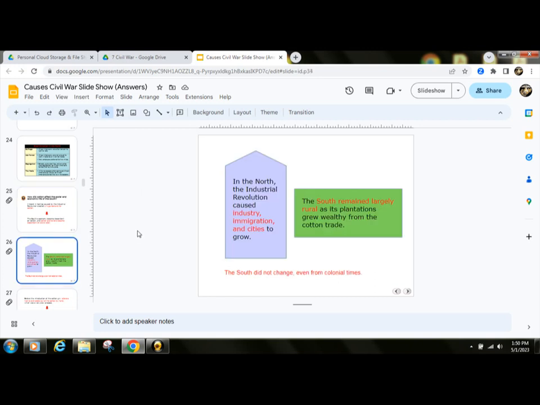In the North, the Industrial Revolution caused industry, immigration, and cities to grow. The South remained largely rural as plantations grew wealthy from the cotton trade. So because it was king cotton, cotton was the crop, and the South just focused on agriculture. So the South did not change even from colonial times. It didn't have a mixture of agriculture and business. It was just largely agricultural.